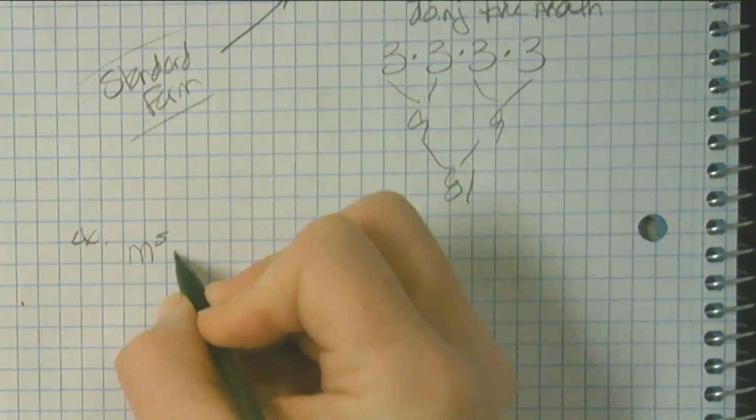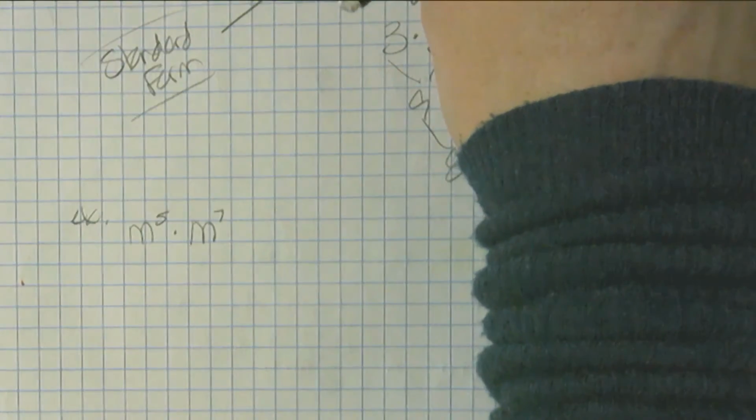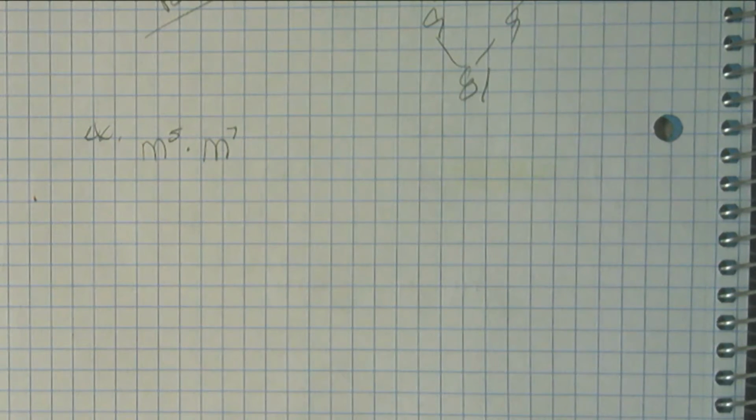M to the 5th times m to the 7th. All of you do that, please. Use the power rule, please. You don't have to write down the power rule every time you use it. That's a little bit different than I normally do, but I want to see you writing it.